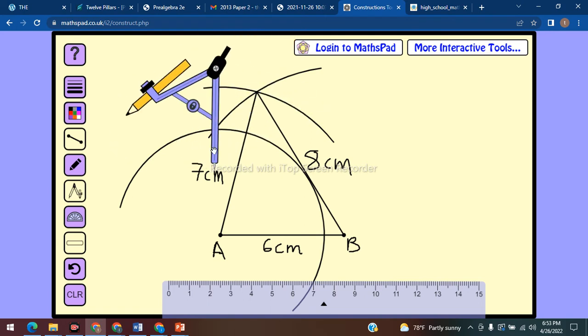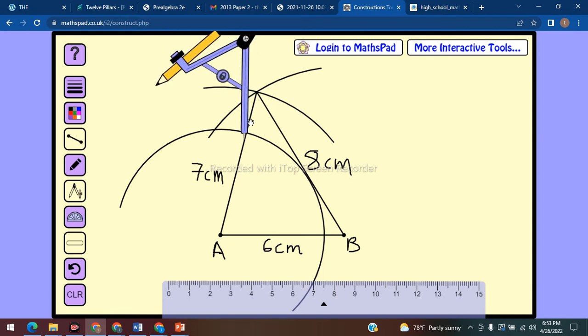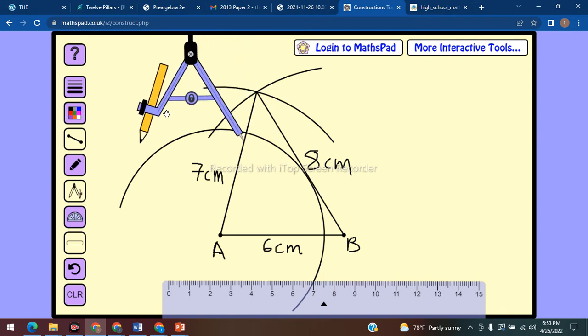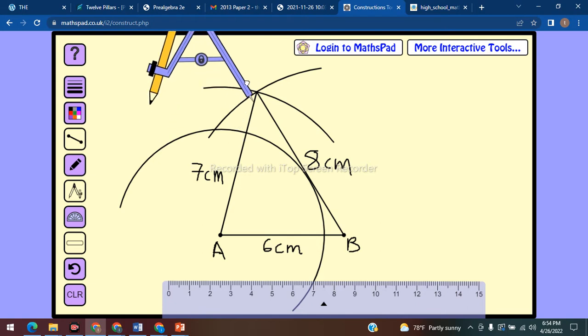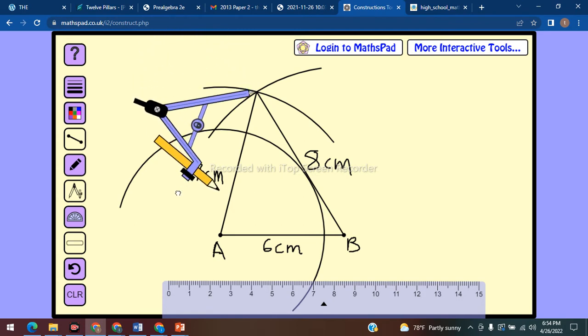So I need to go to B. I mean, I need to go not to B, but to the end of the segment right here, and then I need to draw another arc. Watch how I draw this arc. Same size. Don't change it.